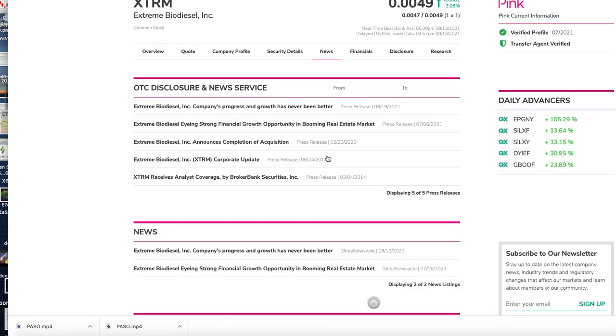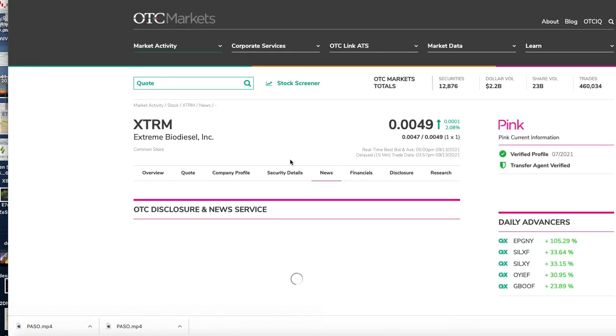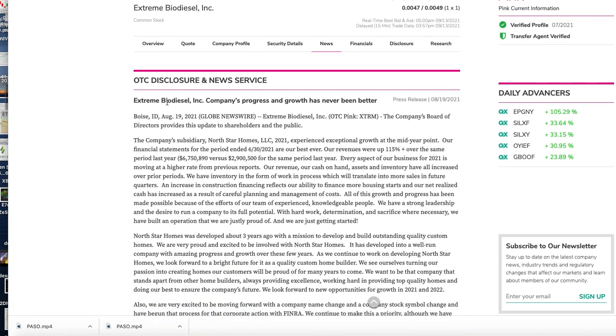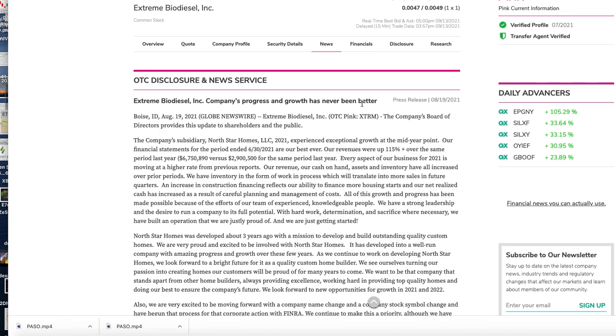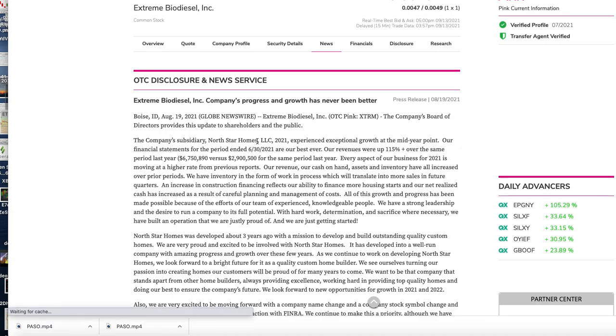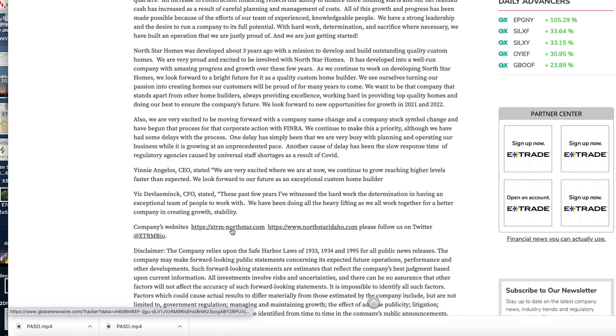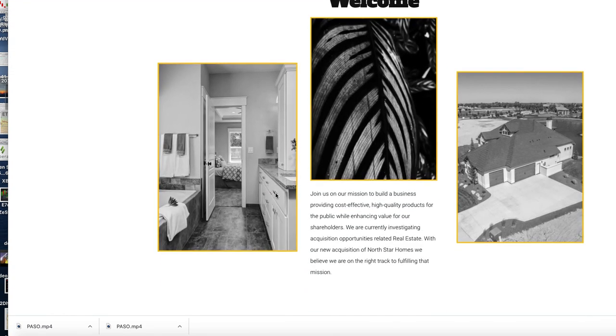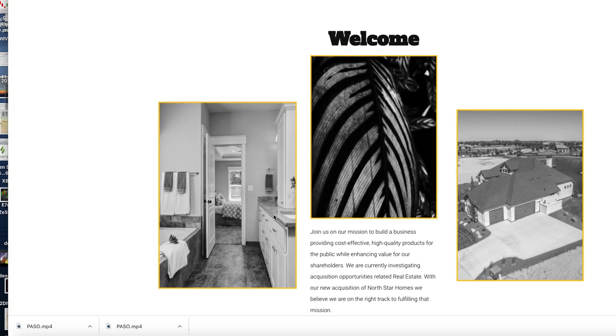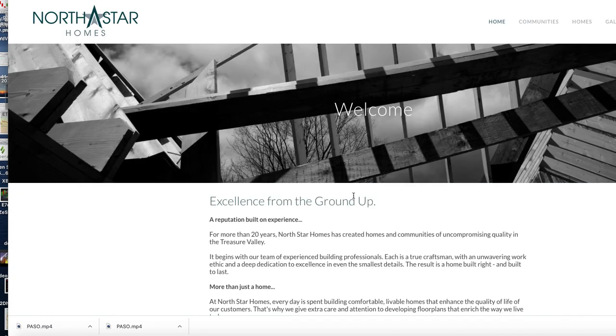A low float. So now I'm going to come over here and I'm going to look at their last press release, right? And it states, Extreme Biodiesel progress and growth has never been better. Okay, so this is the revenue that they're bringing in, 6.7 to 2.9 million. So they're up 115%. North Star Homes. And if you come here, I click on here. This is North Star Homes. So you guys know that they're viable, that they're real. And this is their website for their real estate. And then I come over here, I click on Idaho Real Estate, and this is their Idaho real estate for their Idaho homes.